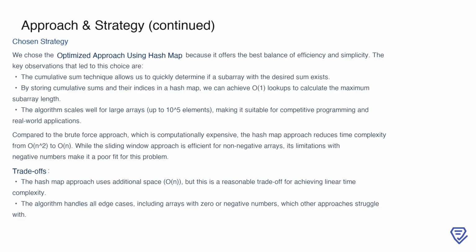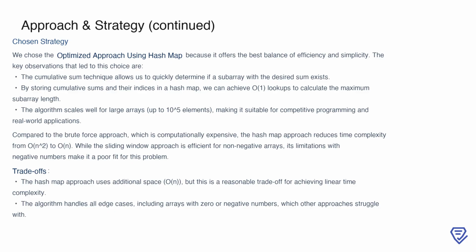The key insight here is the use of cumulative sums, which allows us to quickly determine whether a subarray with the desired sum exists. By storing these sums and their indices in a hash map, the algorithm achieves O(1) lookups, enabling us to calculate the maximum subarray length in linear time. This method scales exceptionally well for large arrays, making it suitable for competitive programming and real-world scenarios. When compared to the brute force approach, the hash map method significantly reduces time complexity from O(n²) to O(n).